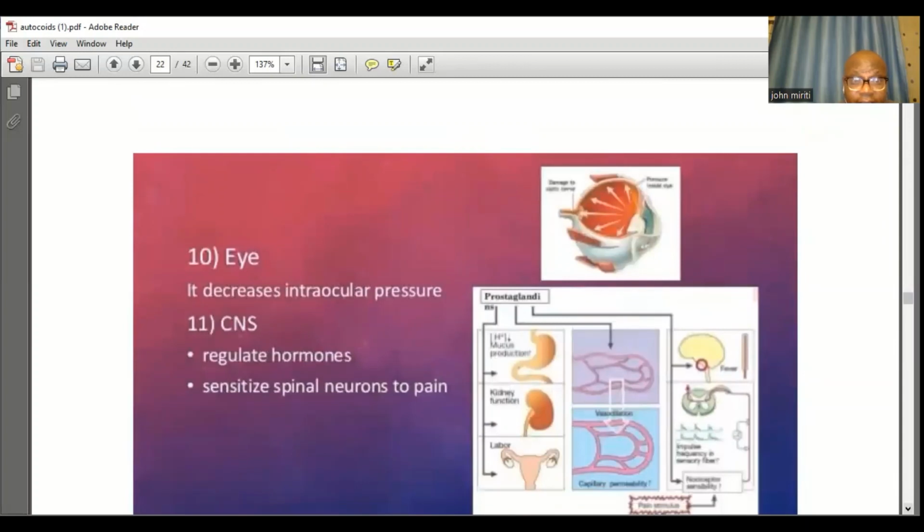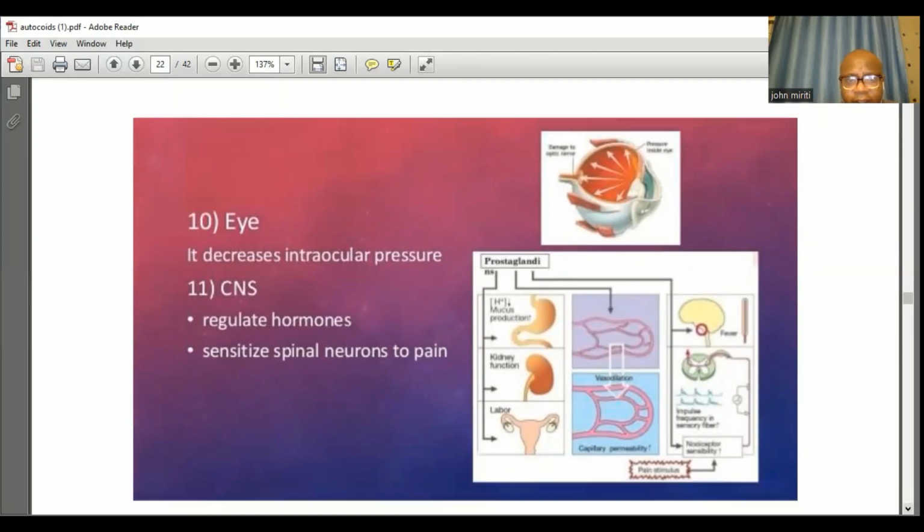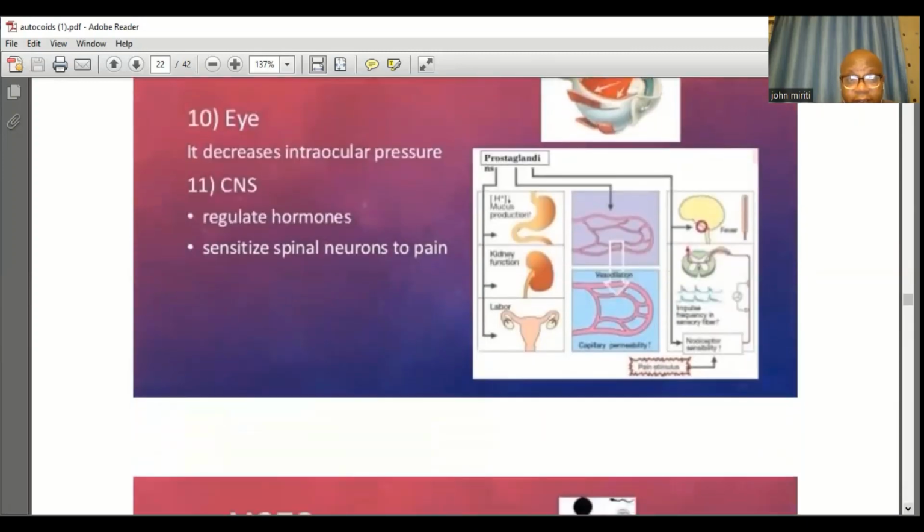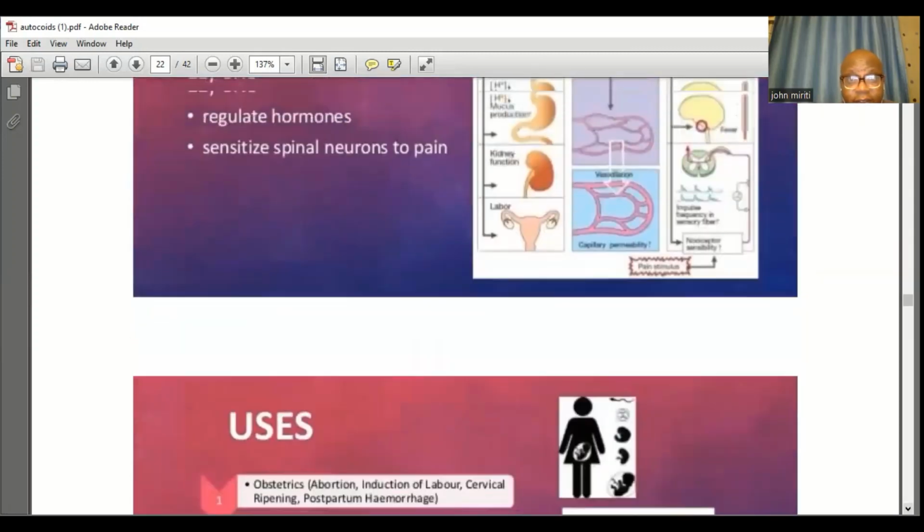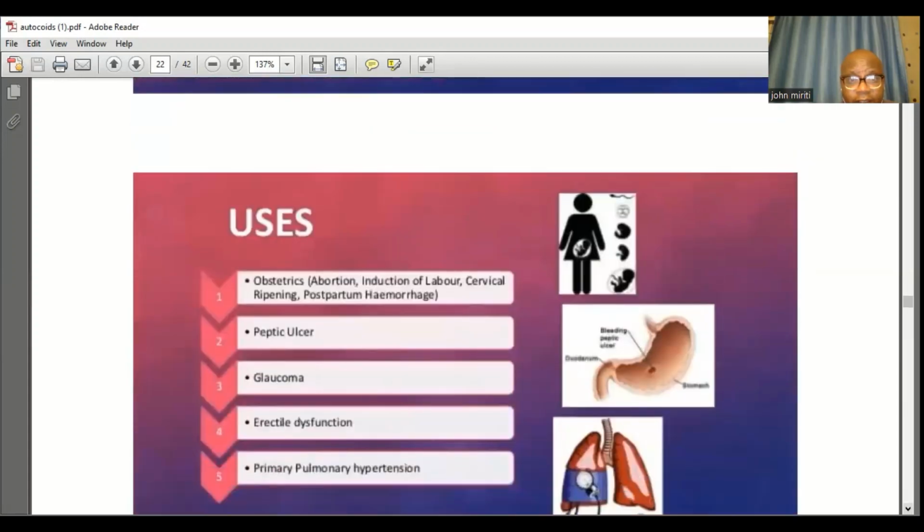In the eyes, it decreases intraocular pressure. In the CNS, it regulates hormones and sensitizes spinal neurons to pain. So you can see the 11 effects of prostaglandins.